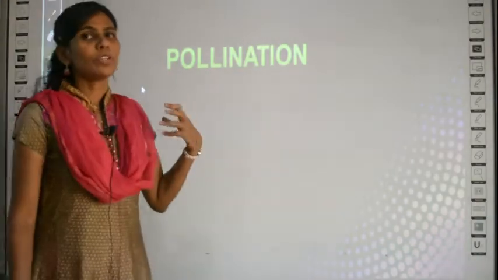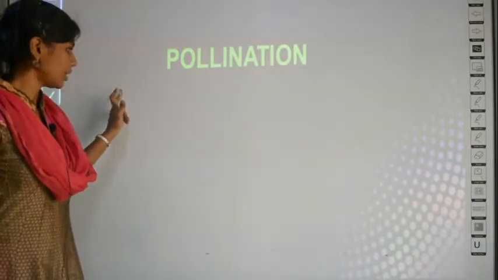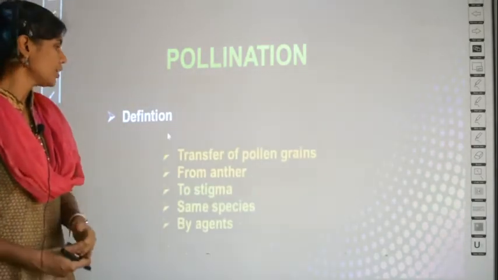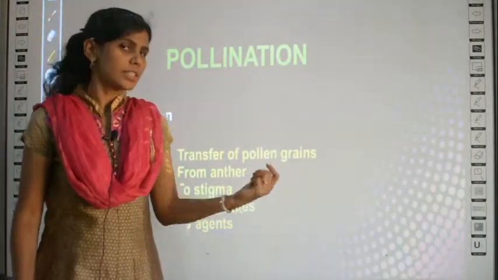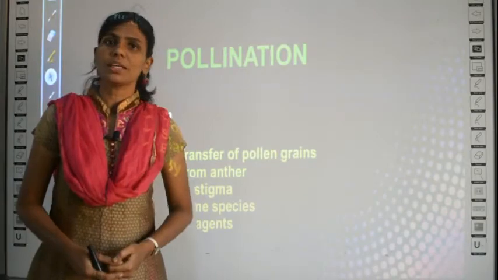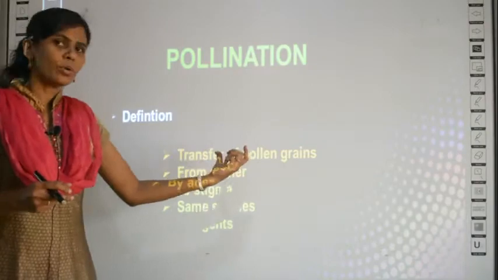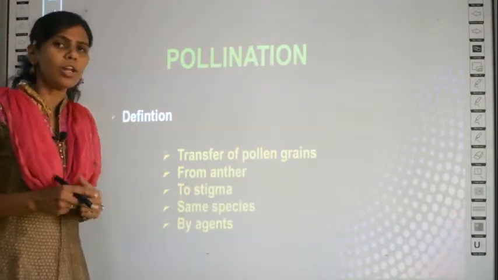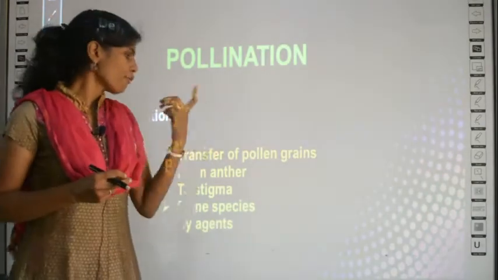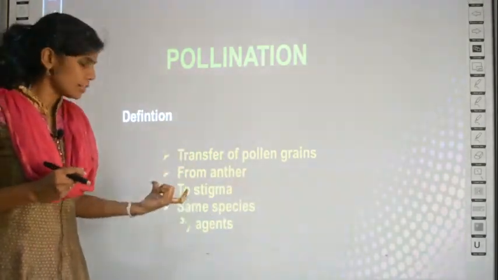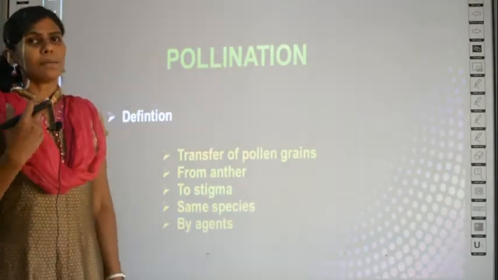So before learning about the process of pollination and the types of pollination, let's define what is pollination. What is pollination? Pollination is a process where there is transfer of pollen grains. In your previous class you have studied about the structure of the flower, right? So you know about anther, pollen grains, stigma. In this definition of pollination, it is the transfer of pollen grains from the anther to the stigma of the same species through some agent.